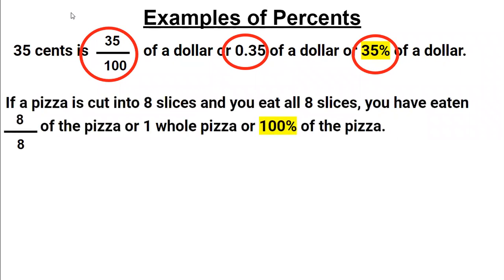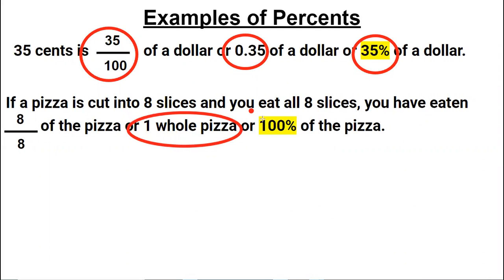If a pizza is cut into 8 slices and you eat all 8 slices, you have eaten 8 slices out of 8 pieces of the pizza, or you've eaten 1 whole pizza. In percent language, you would have eaten 100% of the pizza. If you get a 100% on your test, you have answered all of the questions correctly.